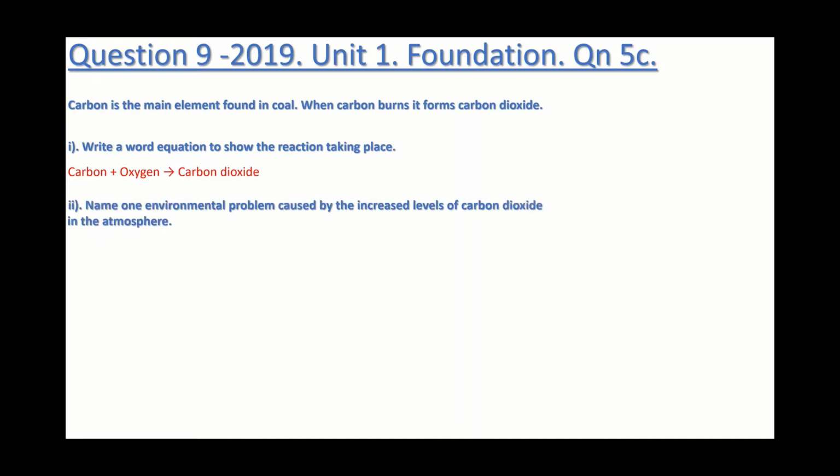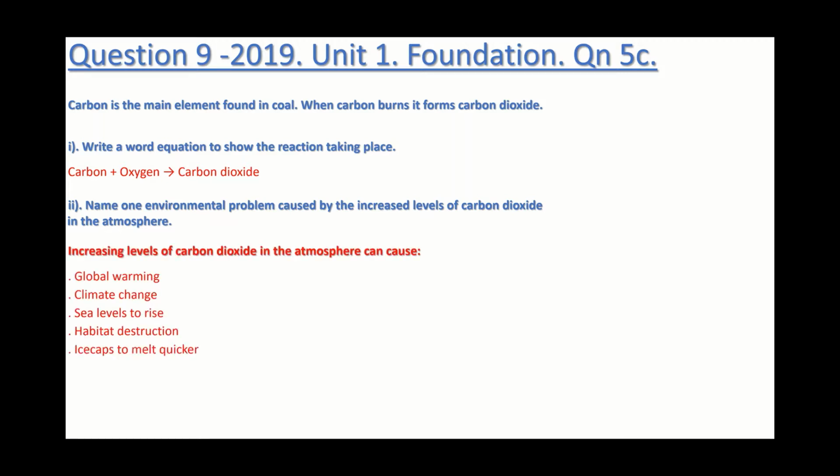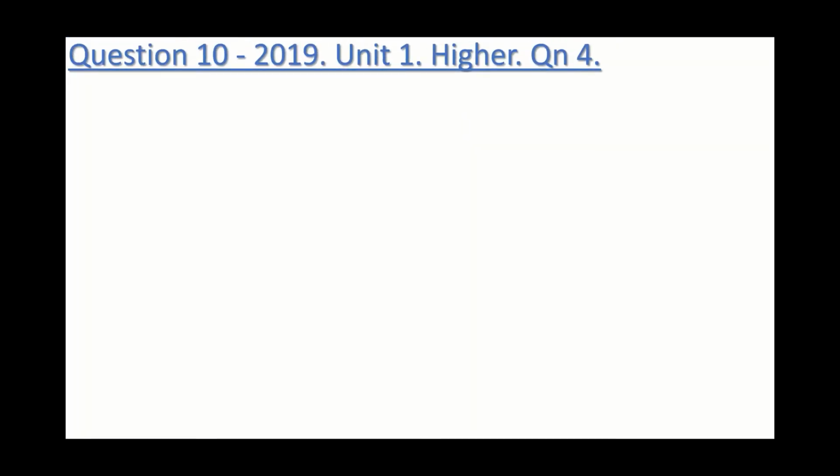Next up, name one environmental problem caused by the increasing levels of carbon dioxide in the atmosphere. Well, there's an array of answers you could have used for this. Check them out. You've got habitat destruction, climate change, increased flooding, loads of options. And so with that, it brings us on to the last question in this sheet.